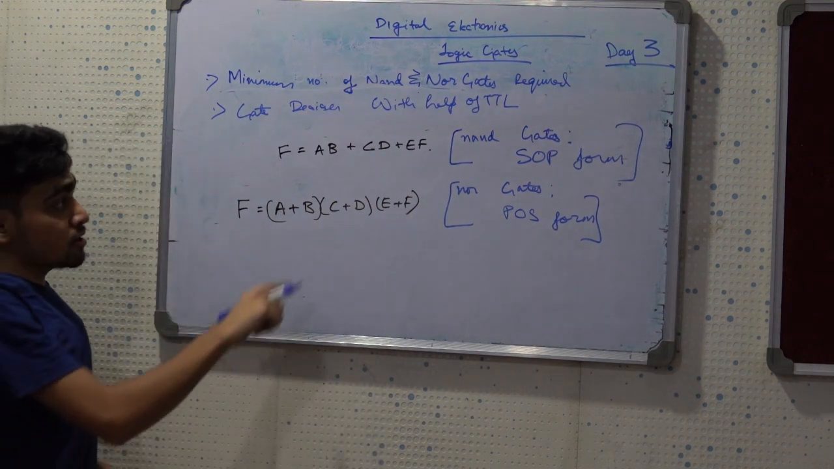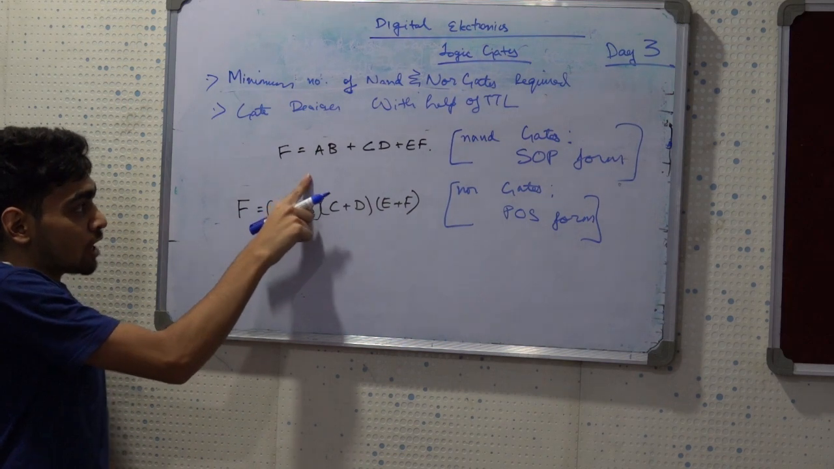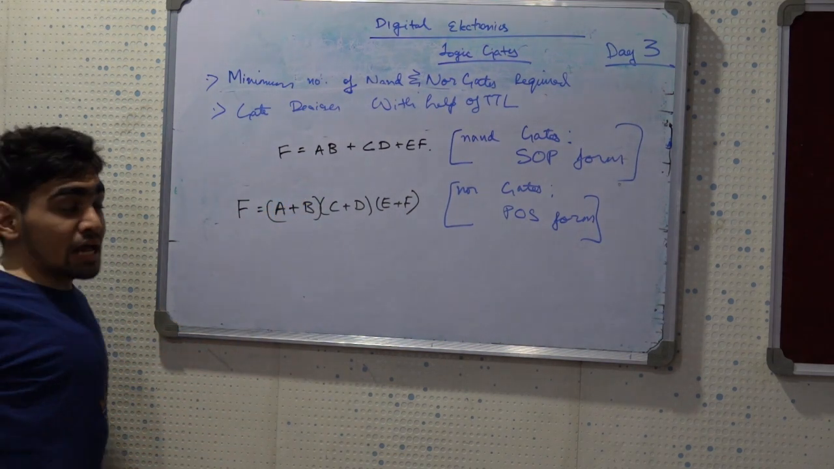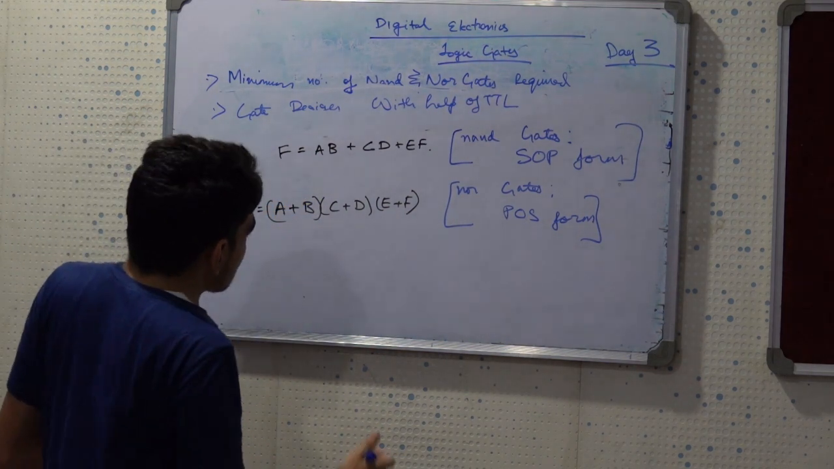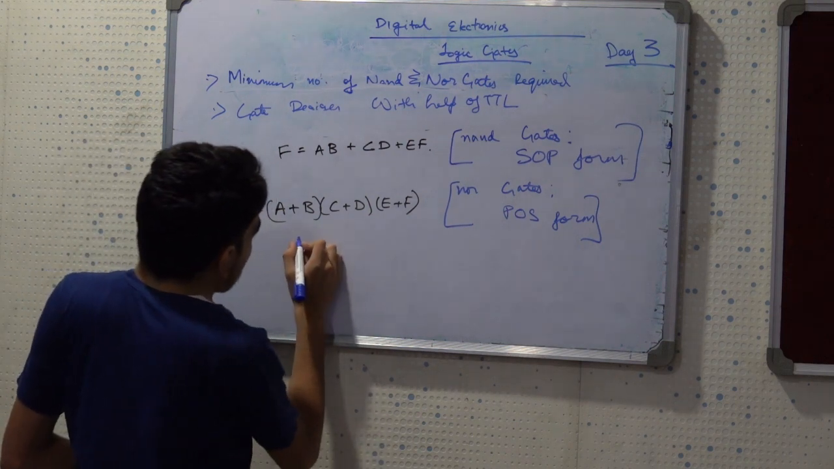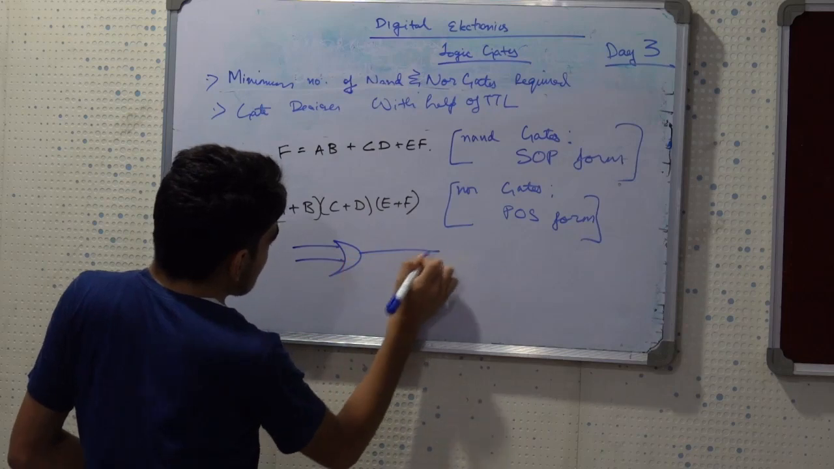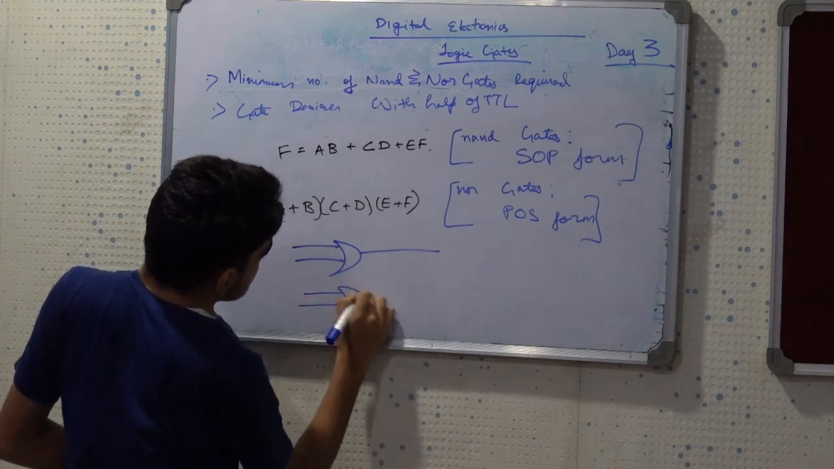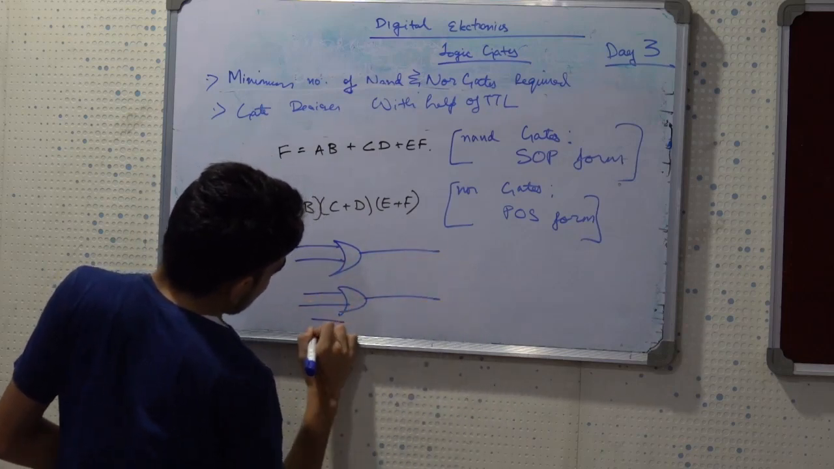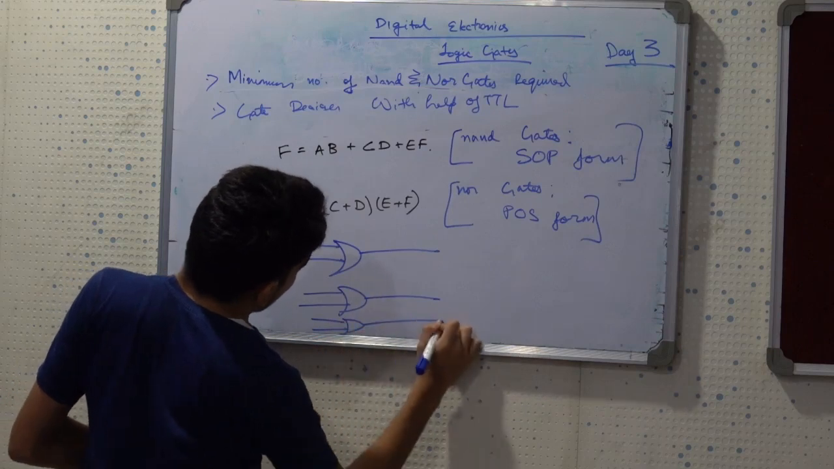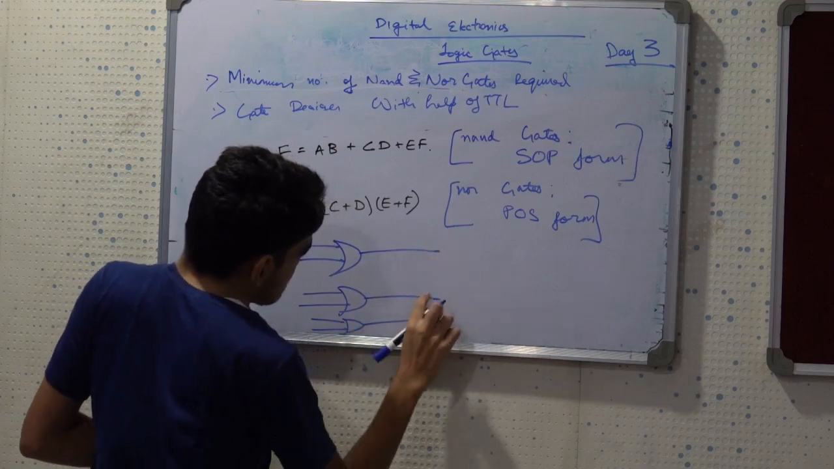How to convert it into SOP and how to convert into POS, I'll tell in Boolean algebra. So let me consider this example. So this is A or B, C or D, E or F.